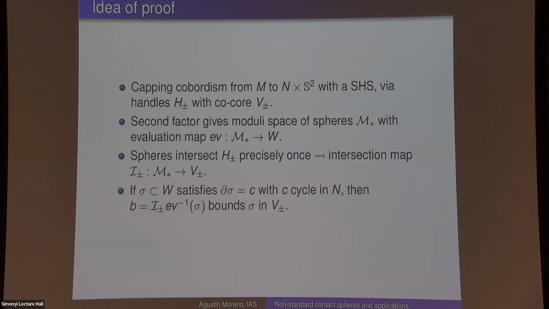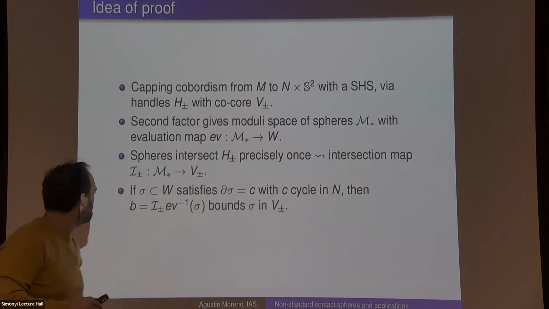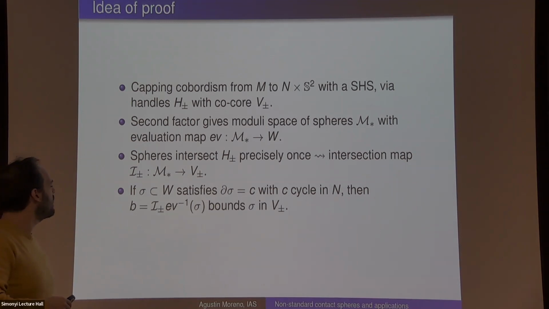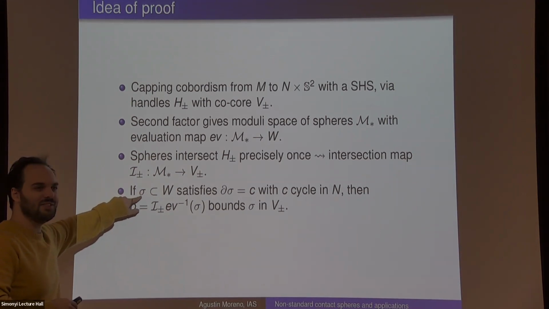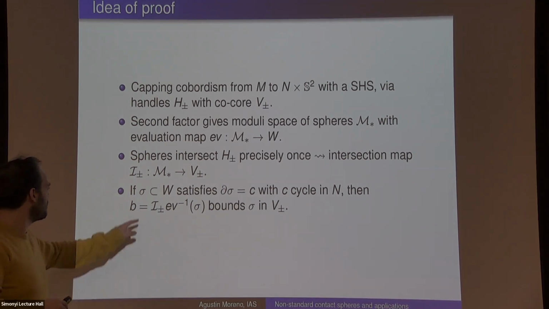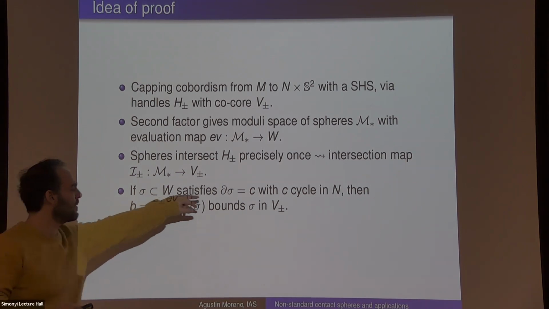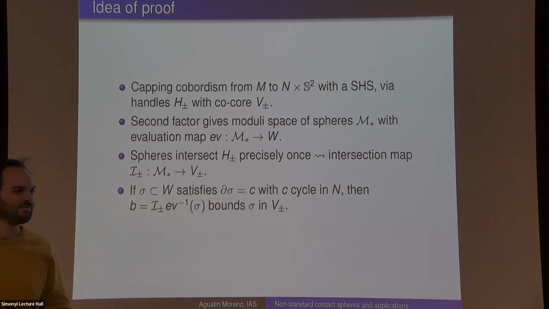Oh, sorry, there's a typo here. There should be a C. Maybe sigma? Sigma should be C. This should be a C. Yeah, that makes sense. So if you replace sigma with C, that's the thing that you want to be the boundary or something.